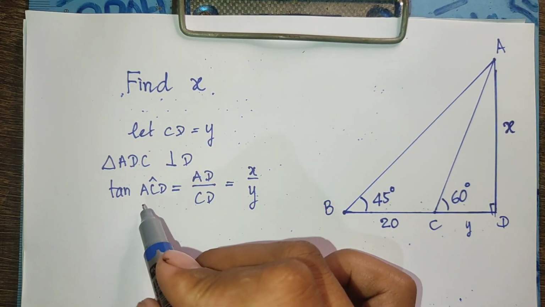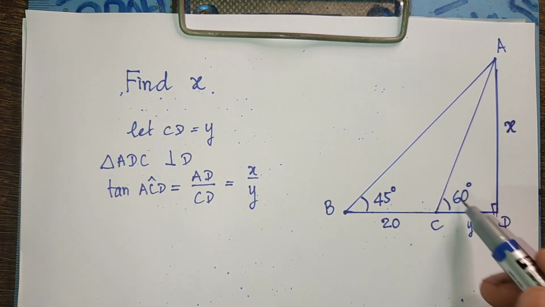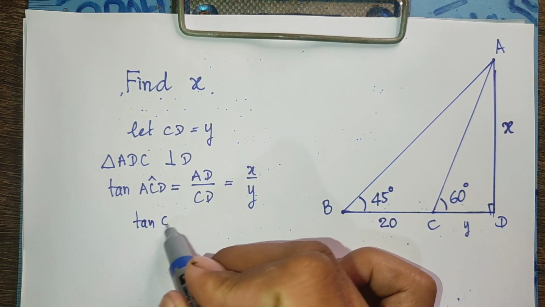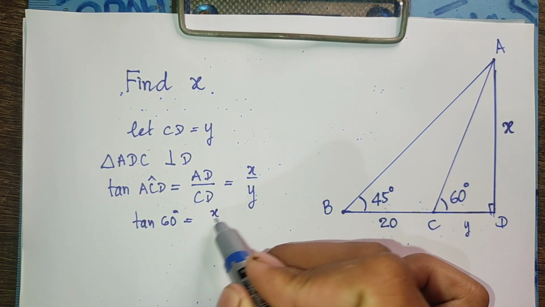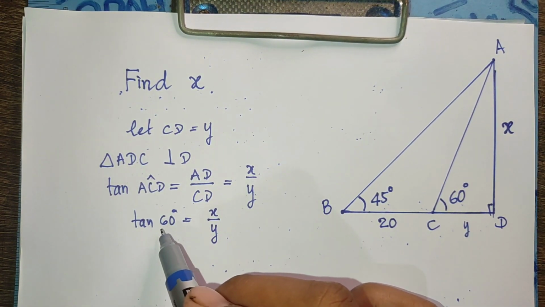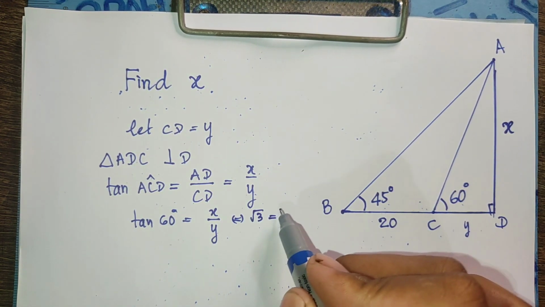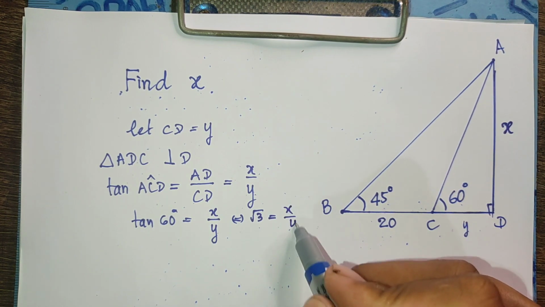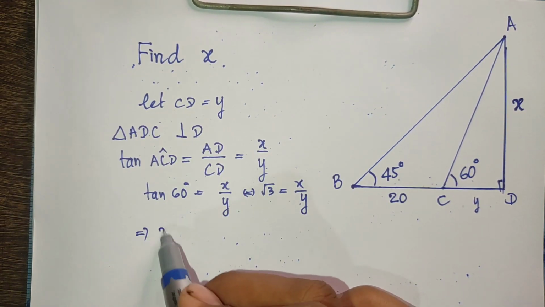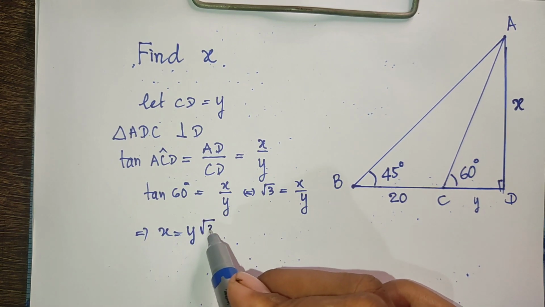And now tan of ACD, tan 60 degrees, is equal h divided by y. And we know that tan 60 degrees is equal square root 3. So square root 3 equal h divided by y. So now we get the value of h is equal y multiplied by square root of 3.